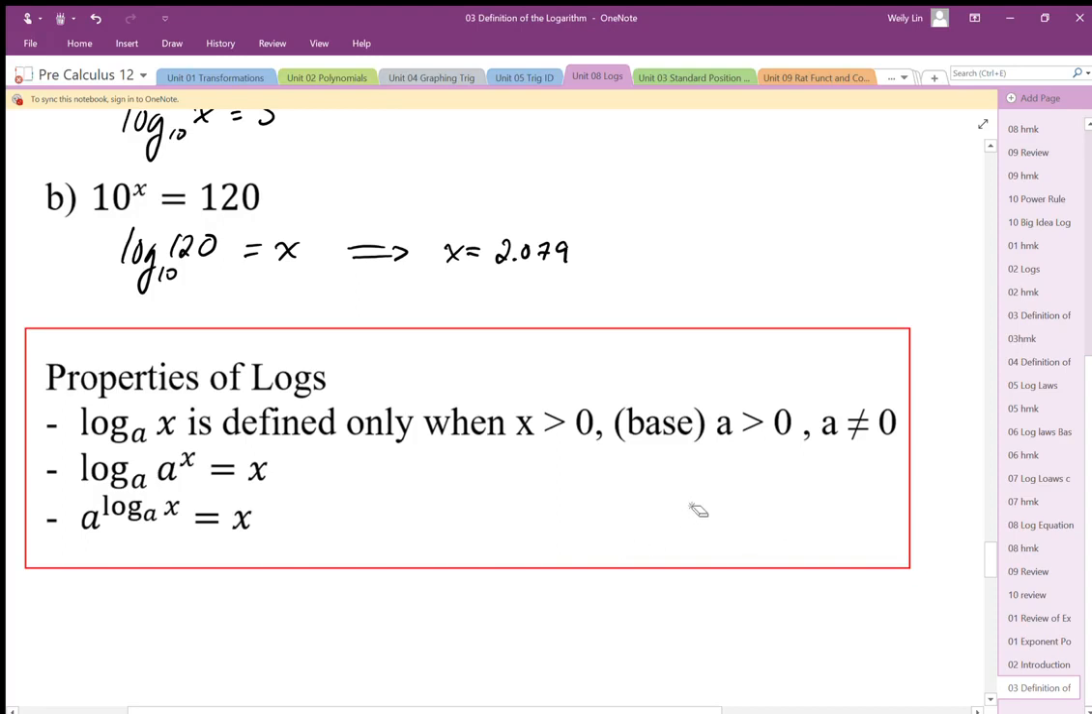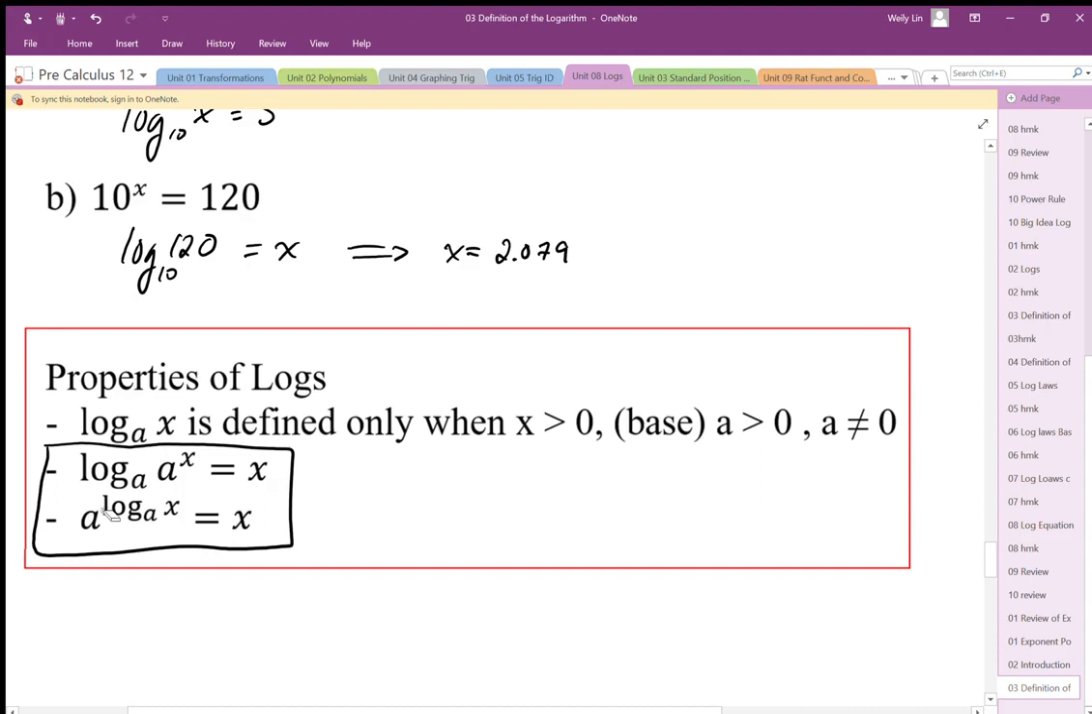Okay, so those are restrictions. So we'll go over those. We'll run into these a number of times. But we want to start understanding these restrictions on the base and the argument. These are some properties here. These are what we call identities. Okay, these are identities. The log and the exponent undo each other. So if they undo each other, we should end up with what we started with, which is x.